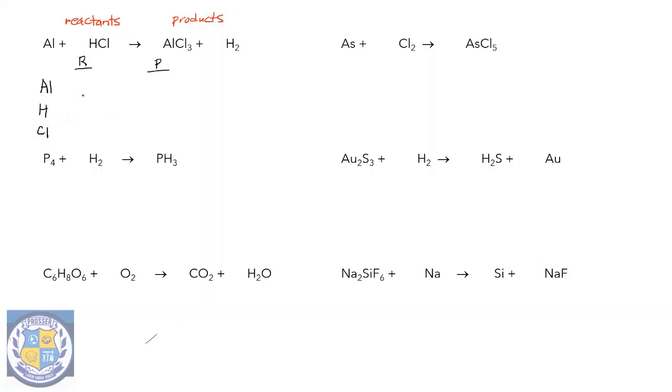The next step is to count the atoms. On the reactant side, we have one aluminum, one hydrogen, one chlorine. On the product side, notice that we have one aluminum, three chlorines, and two hydrogens. So the problem here is that, in the case of chlorine, you start out with one atom of chlorine, and then you end up with three.